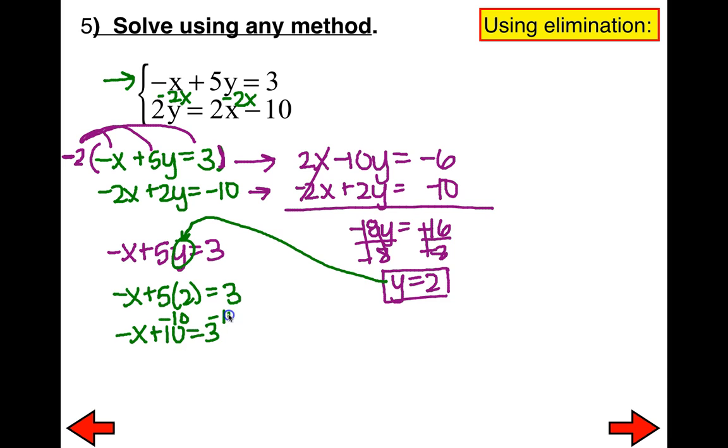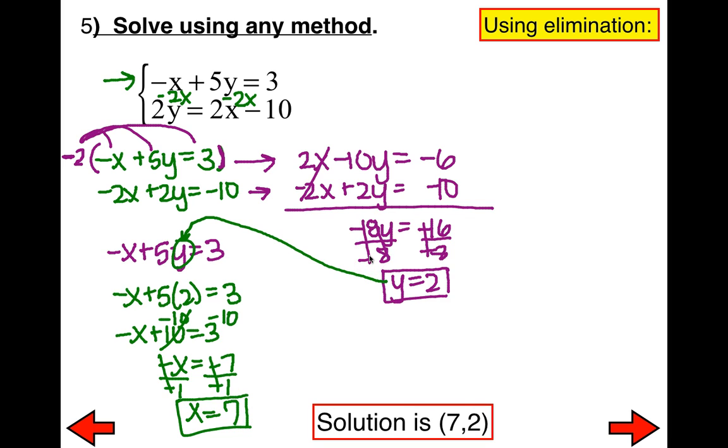Subtract 10 from both sides. Negative x equals negative 7. Not quite done yet. Divide off that negative number. And I'm left with x equals 7. So here I would say that I think the solution is 7, 2. And the reason why I'd say think is because, of course, you need to make sure you check your work.